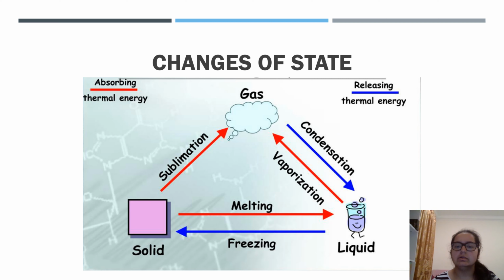A liquid can also turn into a gas by boiling. Boiling occurs at a specific temperature known as the boiling point, but evaporation can occur at any temperature. Boiling occurs throughout the liquid, but evaporation only occurs at the surface of the liquid. Condensation is when a gas turns into a liquid, and sublimation is when a solid directly turns into a gas without going through the liquid state.